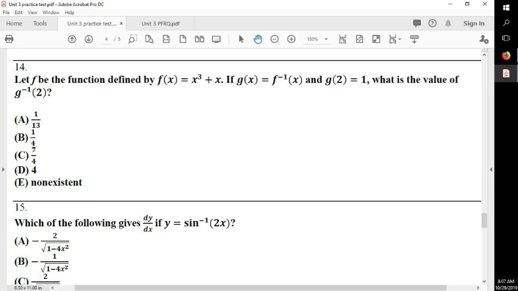Oh, this is incorrect. I'll fix this for future versions. That should be G prime of 2. Okay, that's what it was supposed to say, G prime of 2. So what is G prime of 2?